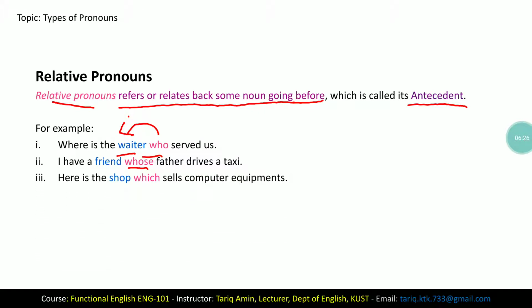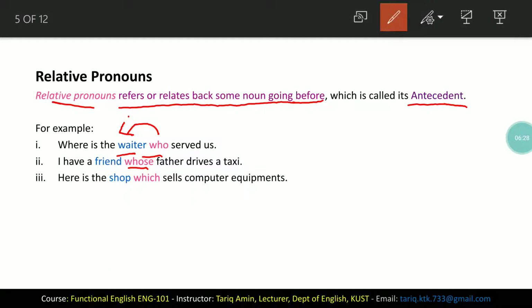And here is the shop which sells computer equipment. Which is used as a relative pronoun in this example, and it refers back to its antecedent, which is shop. Shop is a noun, and shop is the antecedent of the relative pronoun which, and which refers back to the noun that goes before it. We can see that shop is the noun and it goes before it.